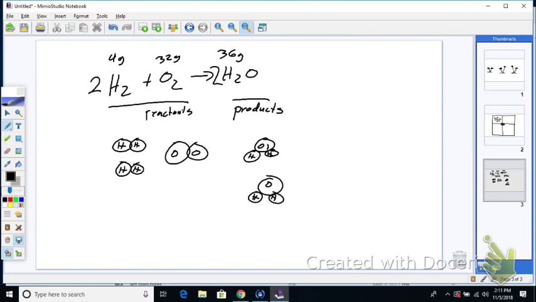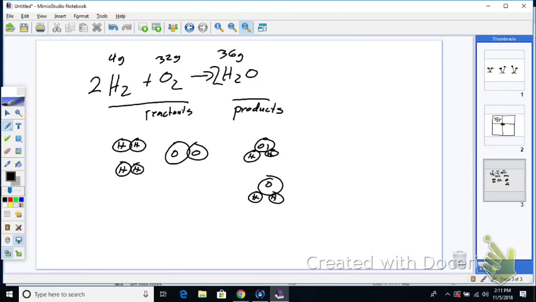Everybody knows how I came up with 4 grams, right? Because each one of these is 1 gram, so that's 4 grams. Oxygen, each one's 16, that's 32. And then when you take water, you got 2 hydrogen and 1 oxygen, that's 18 grams, and you got 2 of them, that would be 36.